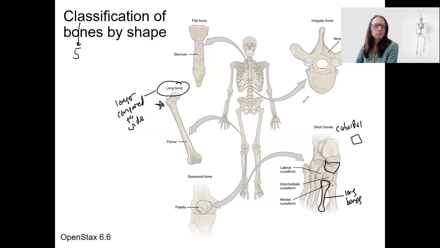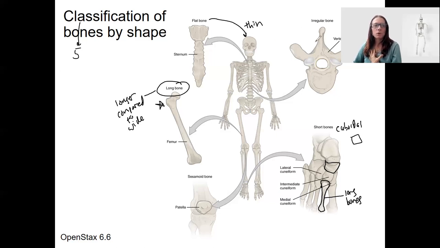Okay, then there's flat bones. Flat bones are the sternum and bones of the skull as well. They are thin and sometimes curved. Shoulder blades as well. Typically also points of attachment, but also a little more protection. So this important area here.